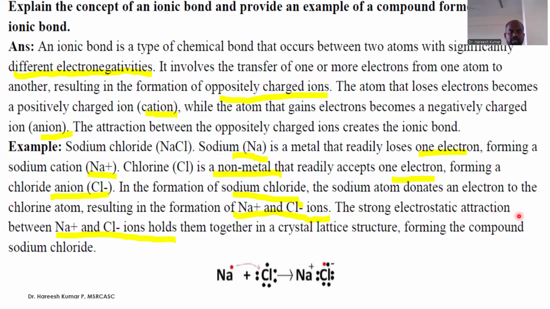The strong electrostatic attraction between the Na+ and Cl- ions holds them together in a crystal lattice structure, forming the compound sodium chloride. You can observe that this is an electron. Sodium can give an electron and chlorine can take this electron. By losing an electron, it attains a positive charge. By gaining an electron, it attains a negative charge. And the bond between the Na+ and Cl- is called an ionic bond.